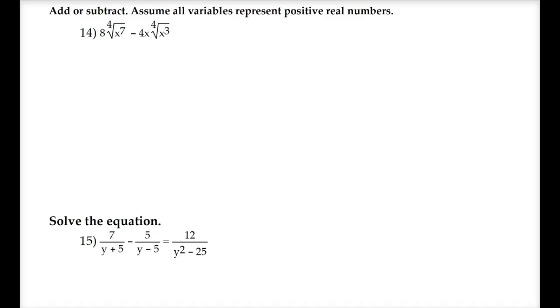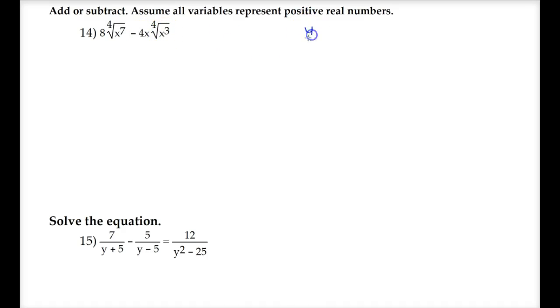All right, so for number 14, we're dealing with radical expressions now. And so what we want to do is try to simplify these as much as possible by adding, or in this case, subtracting. And so the key to this is to understand that in order to be able to add these together, we're going to have to rewrite these in such a way to where we're going to have some like terms, okay? So we realize here that we have 8 times the 4th root of x raised to the 7th. And we also see that we have a 4th root of x raised to the 3.